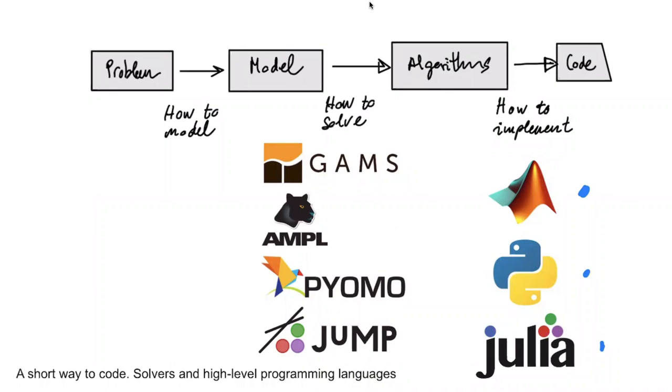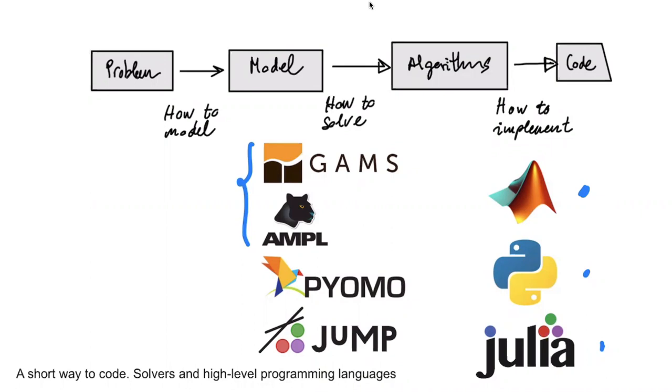But for optimization problems, we have specialized packages, or specialized software. So for instance, GAMS and AMPL are software that are specialized to solve optimization problems. And why are they specialized? Because you can use high-level programming semantics. So how you code is very close to the model, to what we see in the model. I will give you an example of that.